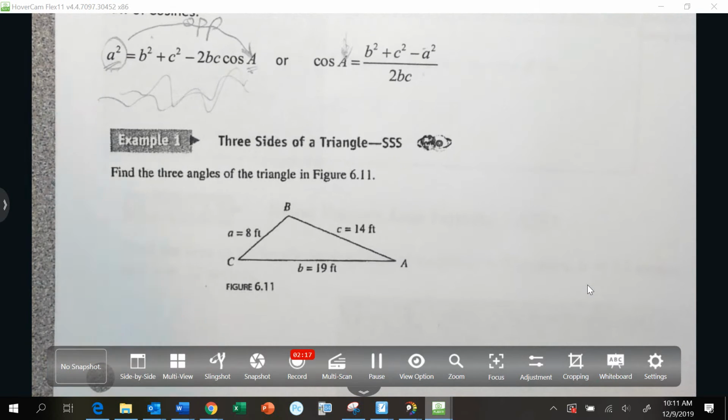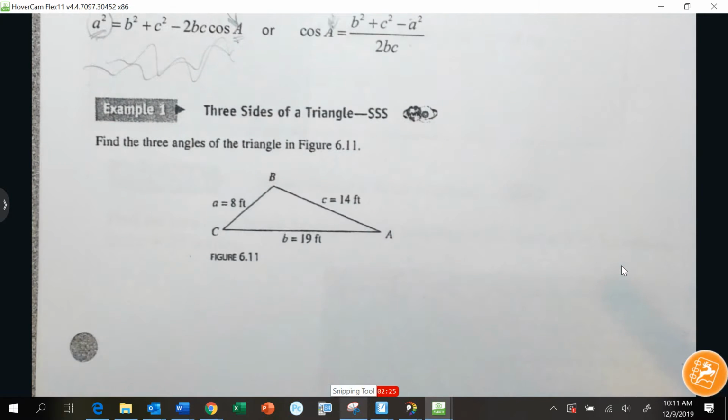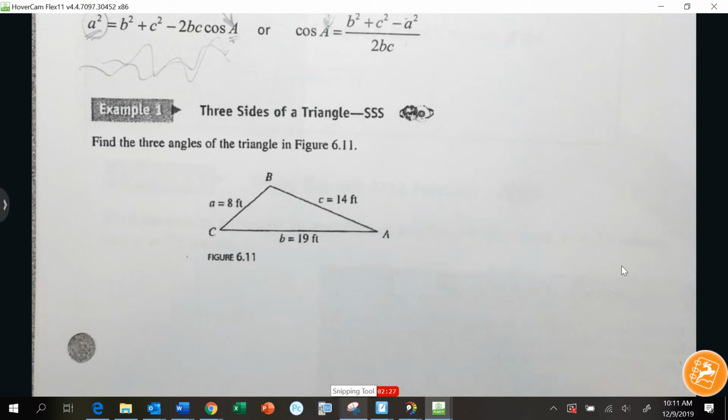3 sides of a triangle, SSS. We need to find all 3 angles of the triangle. So right now you have only sides. So tell me first which angle, and let's not pick A. Let's change it up. Which angle would you like to find? C. Okay, we're going to find angle C first.